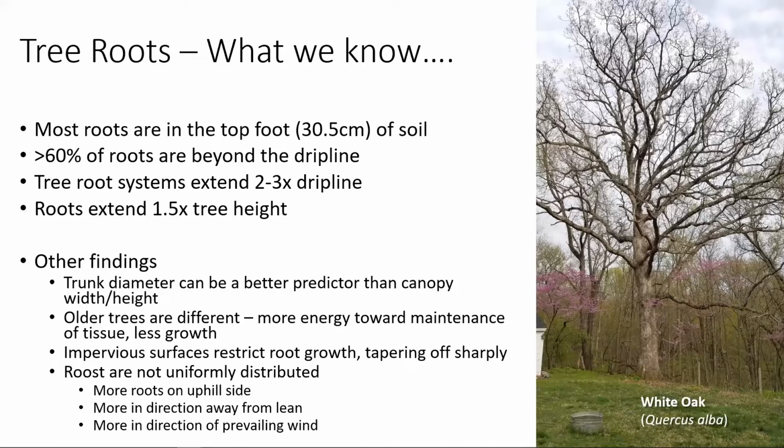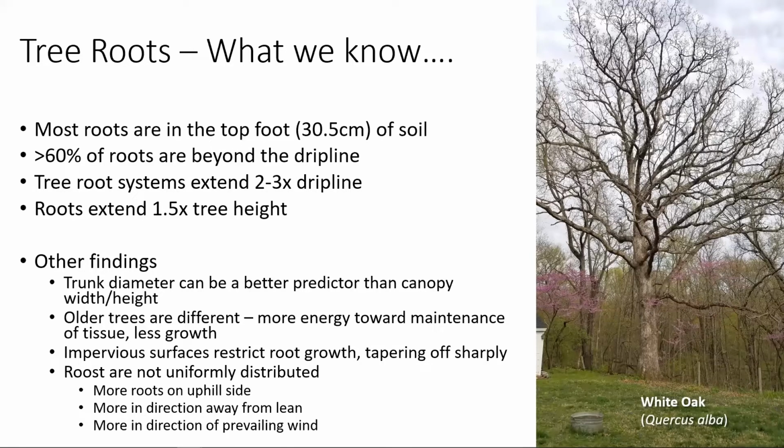As trees age, the energy put towards the root system changes. There's more energy towards maintenance and less towards growth and expansion of that root system. We know that makes a lot of sense. Impervious surfaces restrict root growth, and I've really seen that, especially so, that it tapers off sharply as you get close to a driveway, a sidewalk, something impervious. Really quickly, we see little to no root growth under those impervious surfaces, because roots need water and oxygen and a lot of the things that are in those upper soil layers.